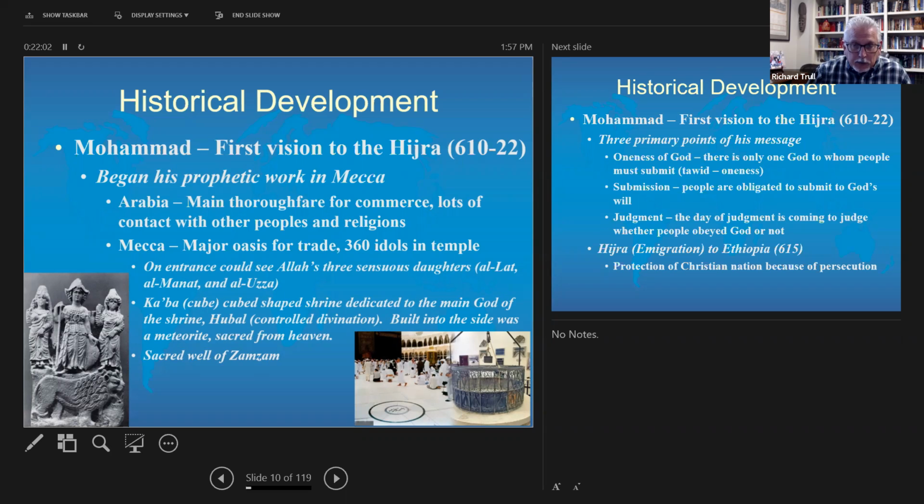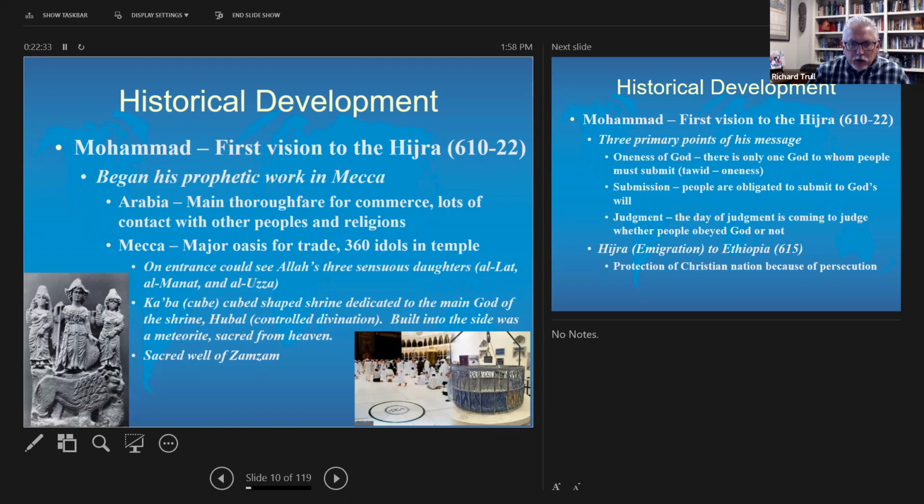Arabia at that time was a thoroughfare for commerce, so there were a lot of contacts with other people and religions. Mecca particularly was a major oasis for trade, but that is where they had the temple with some 360 idols. On the entrance, you could see Allah's three sensuous daughters, Al-Lat, Al-Manat, and Al-Uzza.